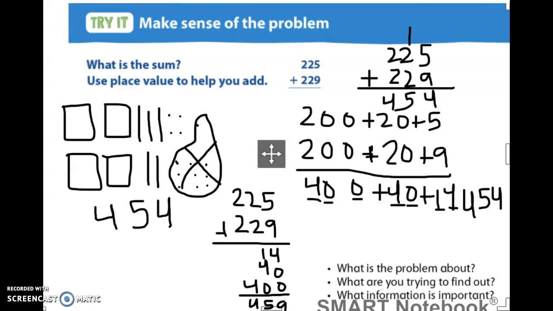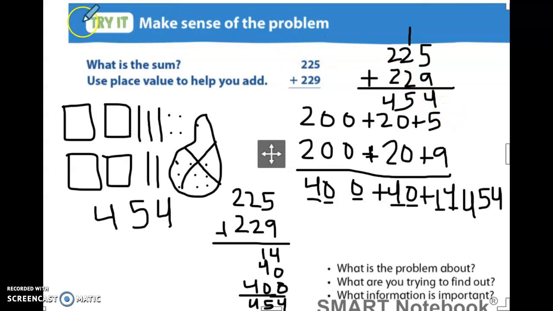I just seen that I have a mistake right here, because 4 plus 0 isn't 9, it's 4. And that's why it's good to have some different ways to do the same problem, so that you can double check how you did it. So you could do a picture, break apart this way, break apart this way, or the regular place value regrouping way.